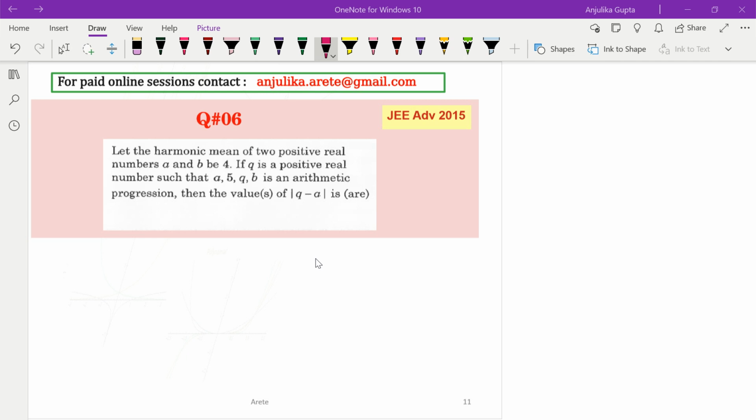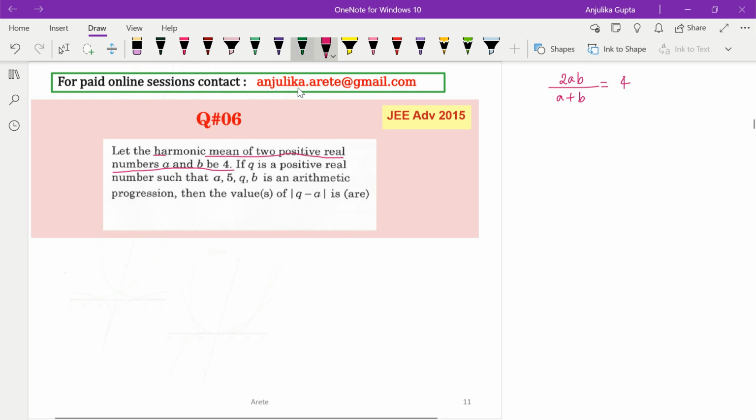We have a very simple question here. The question says, let the harmonic mean of two positive real numbers a and b be 4. So let's write what they are saying. They are saying harmonic mean. You know that the harmonic mean would be 2ab upon a plus b, and that is equal to 4. This is what they have given you.